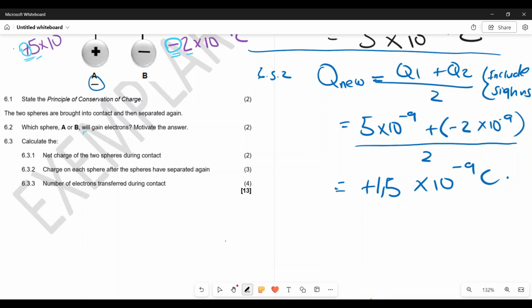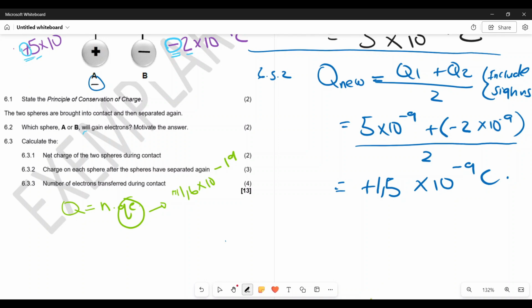Now to calculate the number of electrons transferred during the contact, you could use the formula Q is equal to N multiplied by QE, which is a constant. Now remember that your QE, you should substitute as a positive value. This constant is given as negative 1,6 times 10 to the power minus 19 in some formula sheets. So make sure that you substitute it as a positive value, so you would exclude this negative, right?